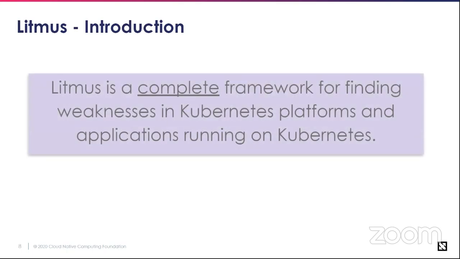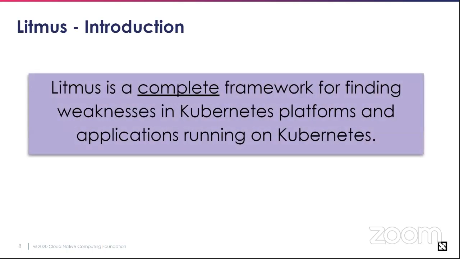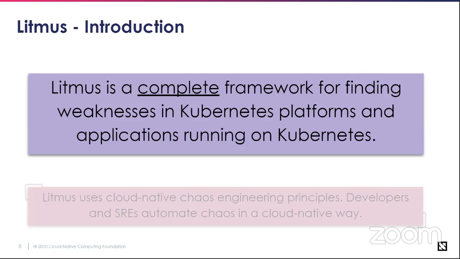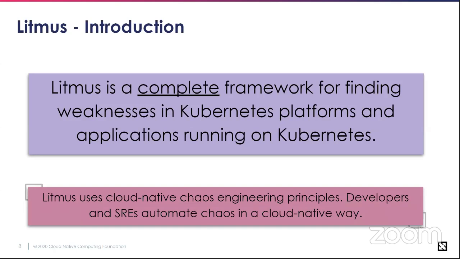Litmus is a complete framework to find weaknesses in Kubernetes platforms and applications running on Kubernetes. It helps you induce chaos, and that is how you check the resiliency score. We do it the cloud native way, and the first and major point here is that it's open source, so you all can contribute to it. Developers and SREs can automate chaos in a cloud native way.